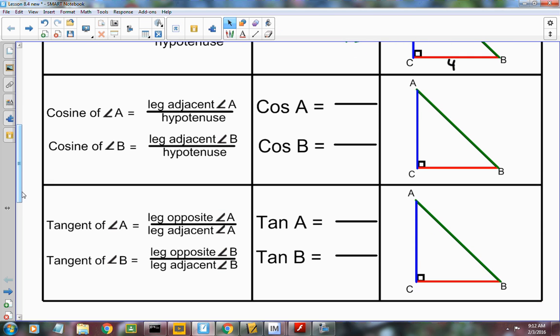Here's another one. This is cosine. Okay? When you deal with the cosine of an angle, it is the leg adjacent to that angle over the hypotenuse. So if we're going to do the cosine of A, it is the leg adjacent over the hypotenuse. Okay, the leg adjacent, which would be AC, over the hypotenuse, which would be AB. If I was going to do the cosine of B, it would be the adjacent leg over the hypotenuse. And the adjacent leg is BC, and again, the hypotenuse is AB.